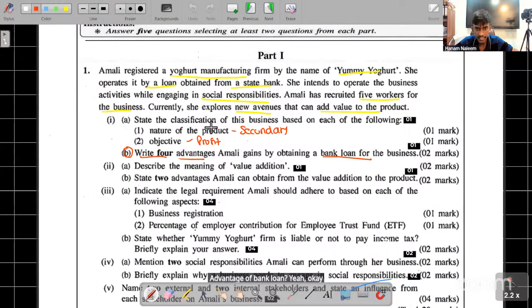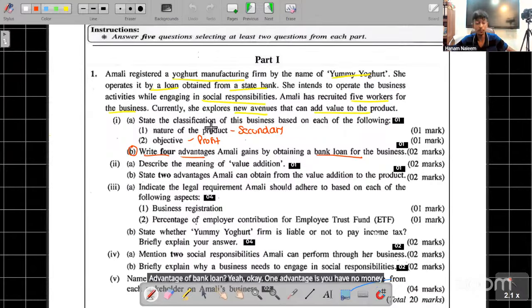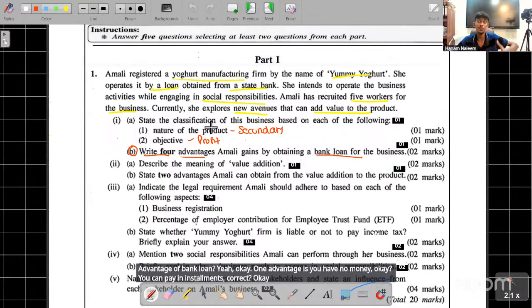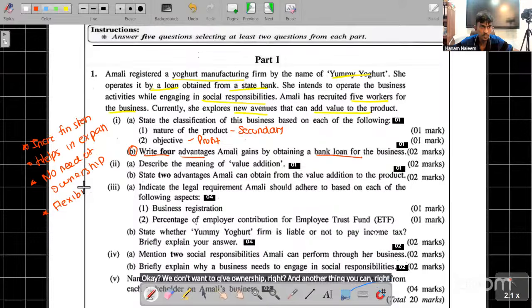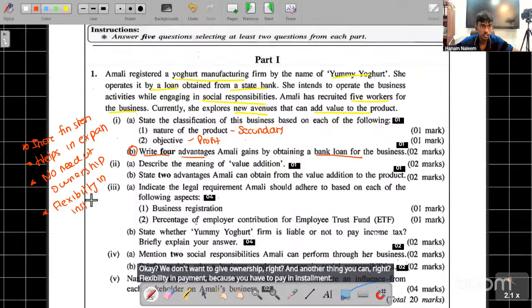Yeah, okay. One advantage is you have no money up front. You can pay in installments, correct. You can do expansion in your business. And also when you take a bank loan, you don't need to give ownership. It's like a liability, right? So if you want to write, you can write: increase in financial strength, helps in expansion, no need of ownership, we don't have to give ownership. Another thing you can write: flexibility in payment, because you have to pay in installments.